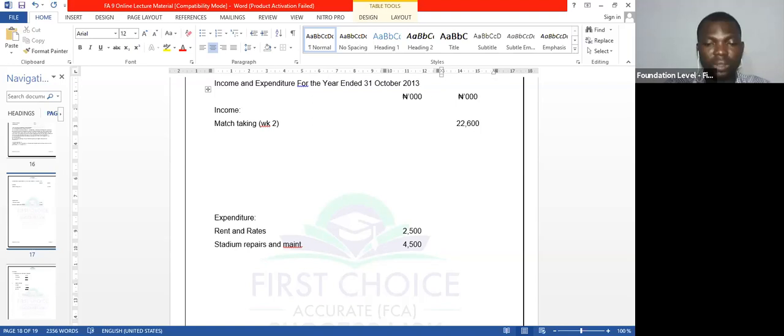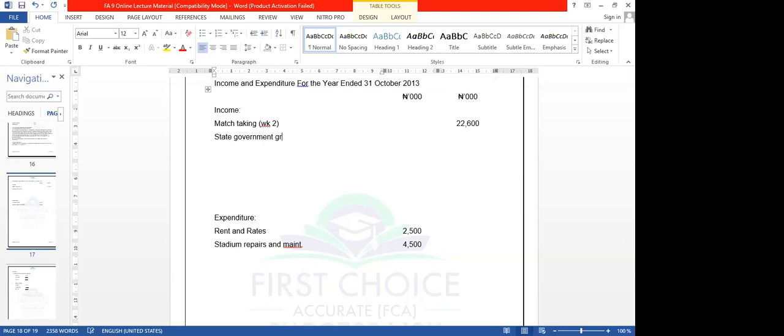Then we have the state government grant, so that's an income to us as well. What is the figure for that state government grant? It has to be 25,000.